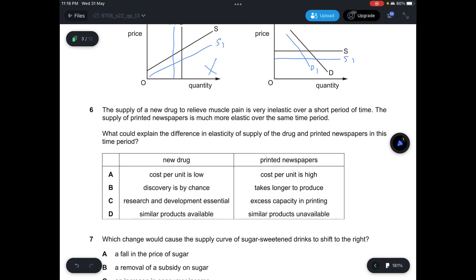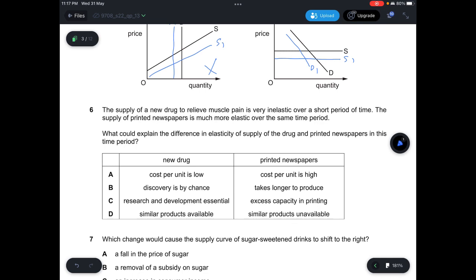Question 6, the supply of a new drug to relieve muscle pain is very inelastic over a short period of time. The supply of printed newspapers is much more elastic over the same time period. What could explain the difference in elasticity of supply of the drug and printed newspapers in this time period?